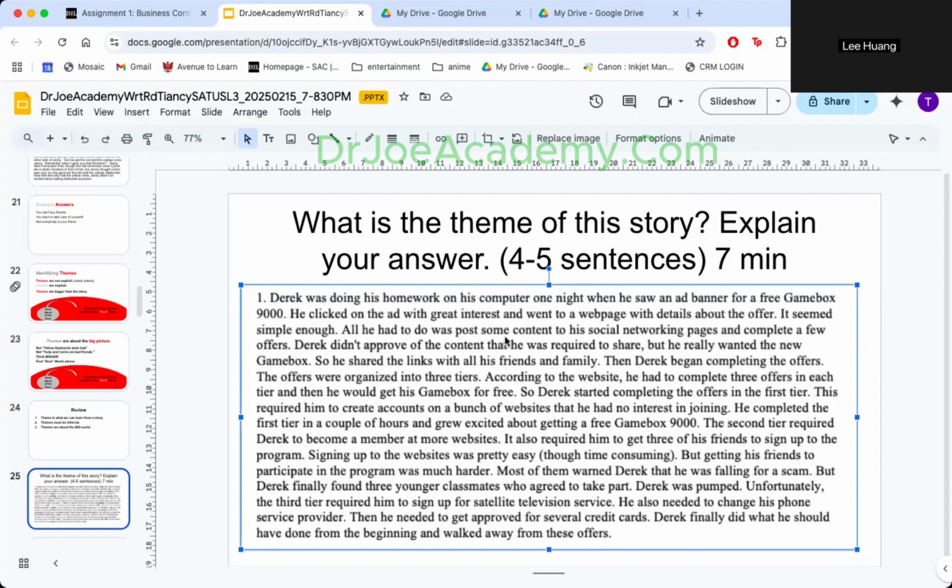The second tier required Derek to become a member at more websites. It also required him to get 3 of his friends to sign up to the program. Signing up to the websites was pretty easy, although time consuming. But getting his friends to participate in the program was much harder. Most of them warned Derek that he was falling for a scam. But Derek finally found three younger classmates who agreed to take part.